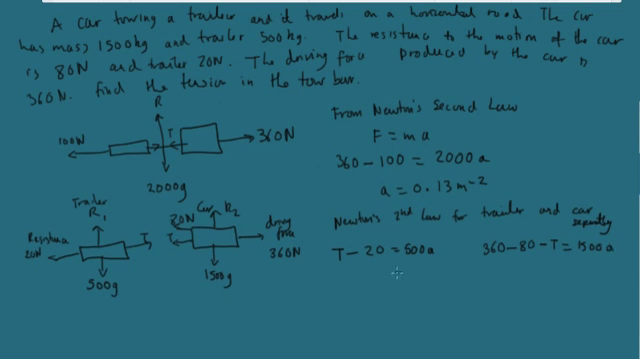Now a is going to be the same for both of them, because a is 0.13 meters per second squared. Now we could either rearrange them and eliminate a from the equation, or just substitute it in from what we've got up here. So if we do our rearranging, we will find out that T is 85 newtons.